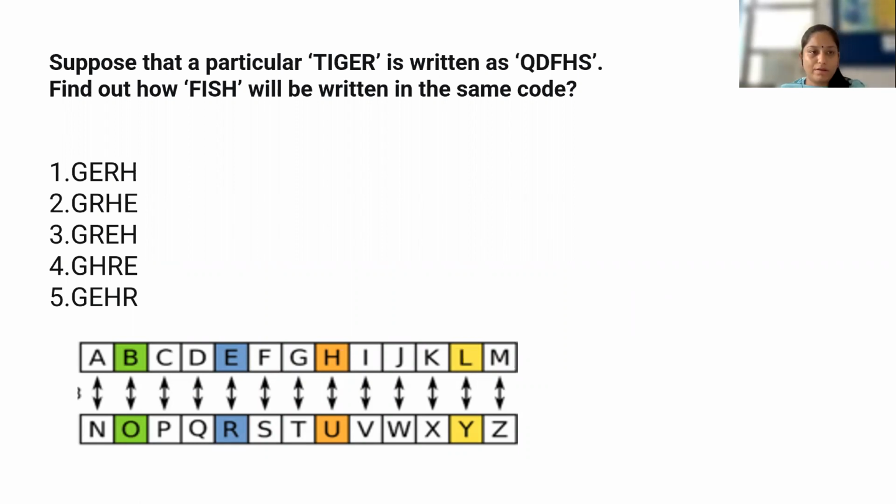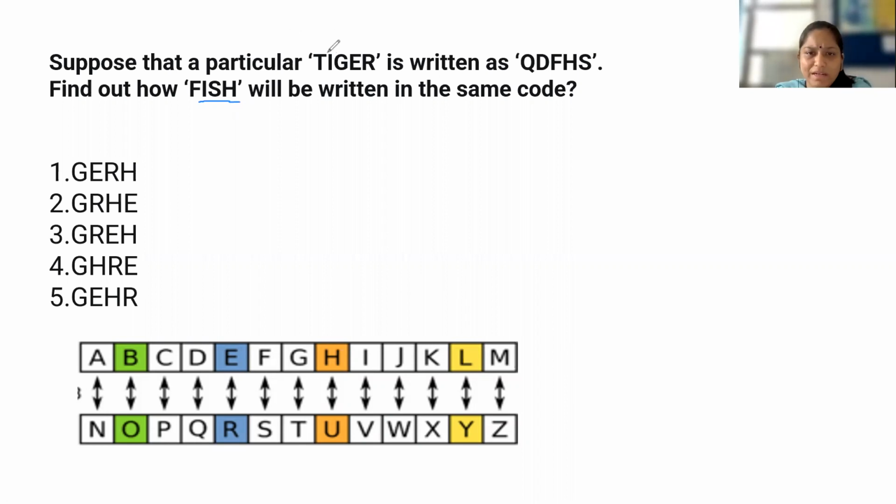Now the fourth question is, suppose that a particular word tiger is written as QDFHS. Find out how fish will be written in the same code. It's again a bit of a tricky question. Now, if you see decoding and coding, it doesn't only mean that you have to play with numbers and just the letters. You have to put in a little bit more sense.